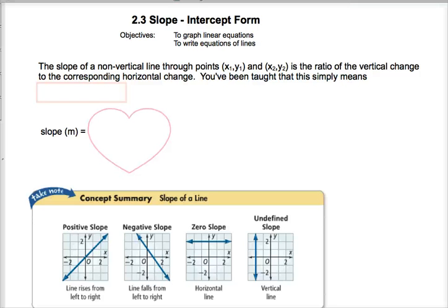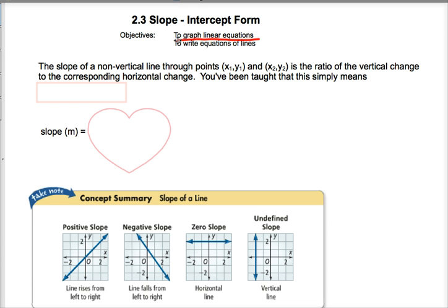Okay, talking about slope-intercept form of a line. Slope-intercept form of a line is when you identify slope, and the intercept part stands for the y-intercept, or where the line crosses the y-axis. We use slope-intercept form when we're talking about linear equations.